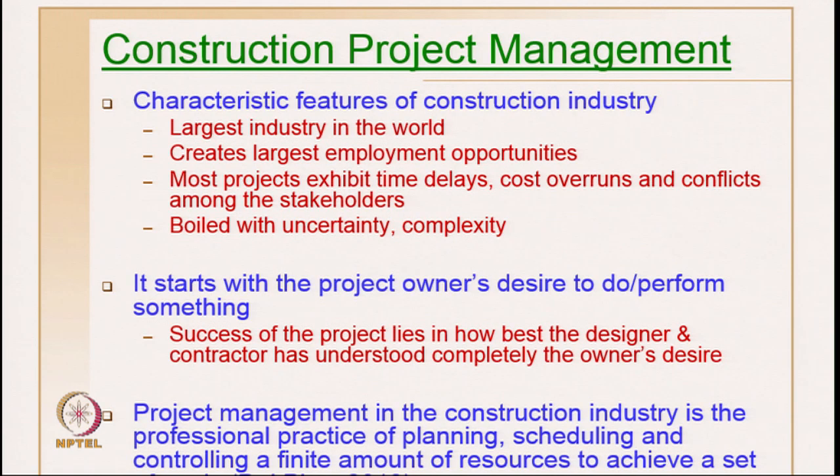Now, what is construction specific? Let us go a little into construction. So far I gave a very broad definition. Now, we will see what is construction. There are some typical characteristic features of any construction industry. For example, it is the largest industry in the world, that nobody can deny. We are the largest employers in manpower compared to any other sector next to agriculture. Most projects exhibit time delays, cost overruns or conflicts among stakeholders. Every time there is a difference of opinion, or maybe they have understood the project in a different way. So, there are conflicts at each and every stage of the project, primarily with the stakeholders, and most projects are always boiled with uncertainty and complexity, because many of the reasons can be narrowed down to lack of clear understanding of what the client requirements are.